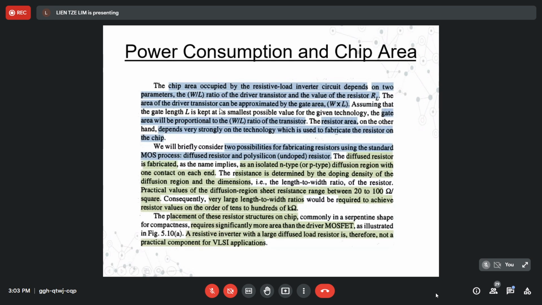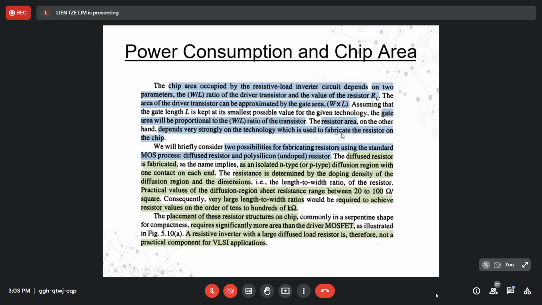The chip area occupied by the resistive load inverter circuit depends on two parameters: the width over length ratio of the driver transistor and the value of the resistor RL. The area of the driver transistor can be approximated by the gate area, assuming that the gate length L is kept at its smallest possible value for the given technology. The gate area will be proportional to the width over length ratio of the transistor. The resistor area, on the other hand, depends very strongly on the technology used to fabricate the resistor on the chip.